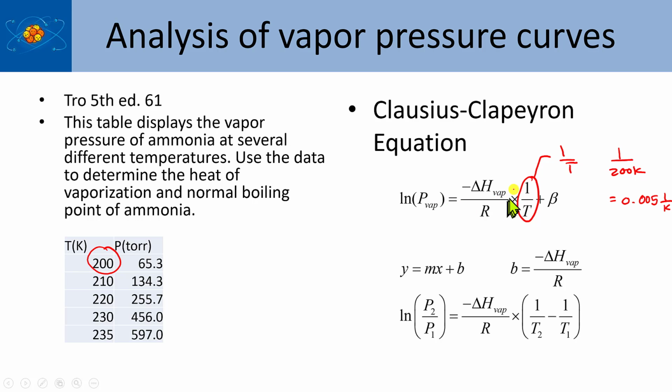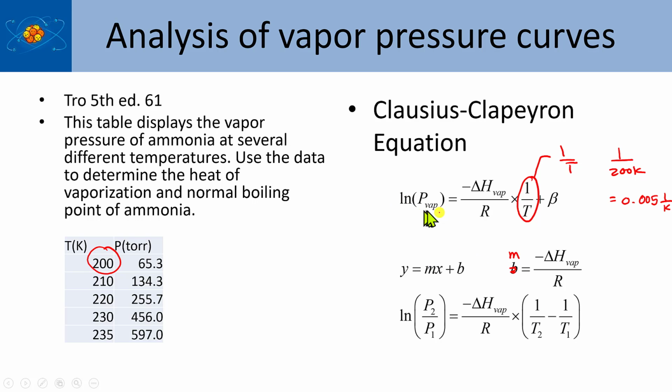Now, that's one way to do it. You get a graph, and then the slope of the graph is m. Traditionally we call it b for y equals mx plus b, so this should be m. I don't know why I put b there. That's equal to this. So if you take the slope, multiply it by R, and then change the sign, that gives you the heat of vaporization.